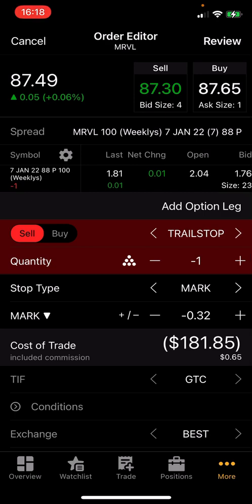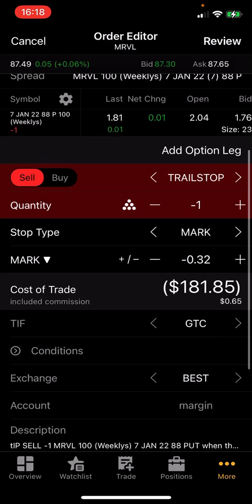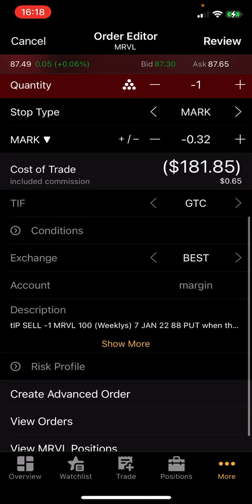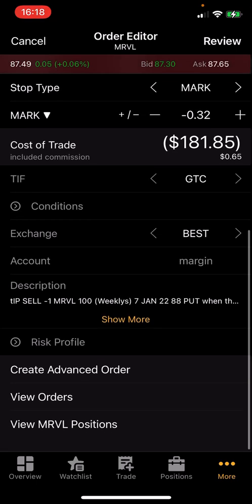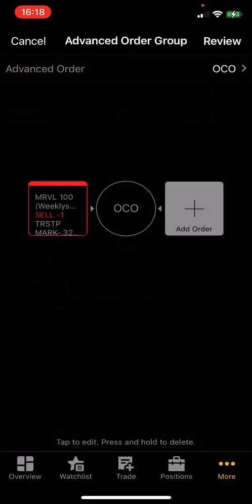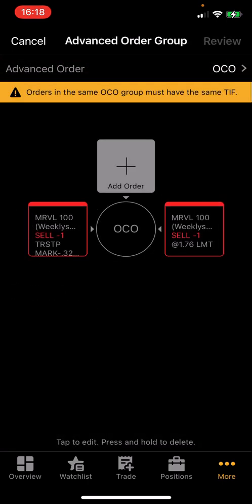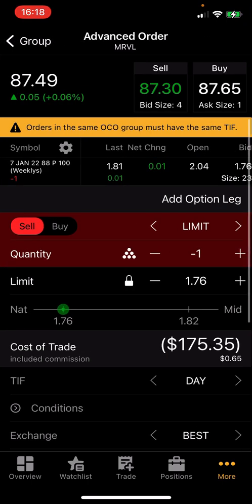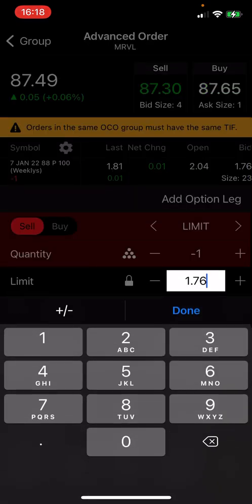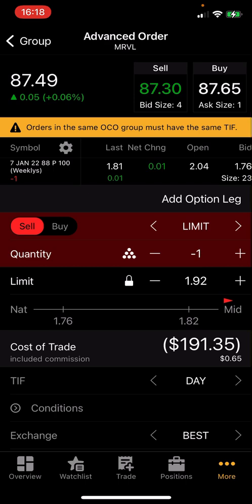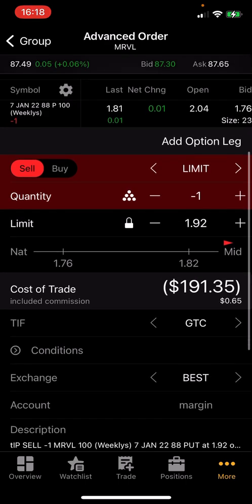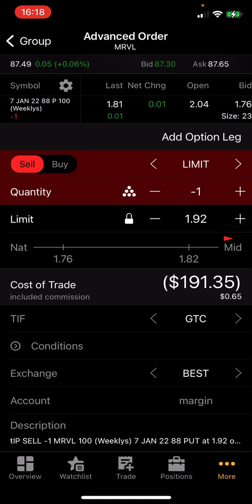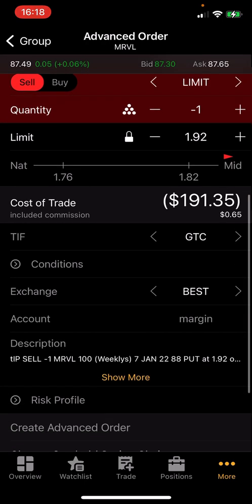So one cancels the other means that when one order is filled, the other order is canceled. So that's going to be my stop loss. I'm also going to create the other side, which is a profit taking, which I'm going to set for 20% above my entry. So that's 0.32 plus my entry of 0.6. Now I want to make sure I set these to good until canceled.